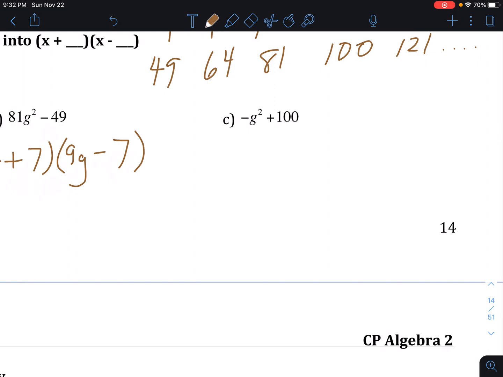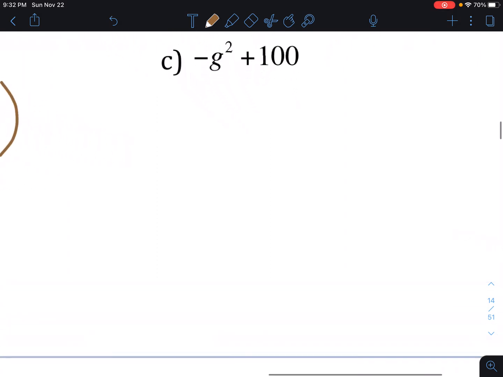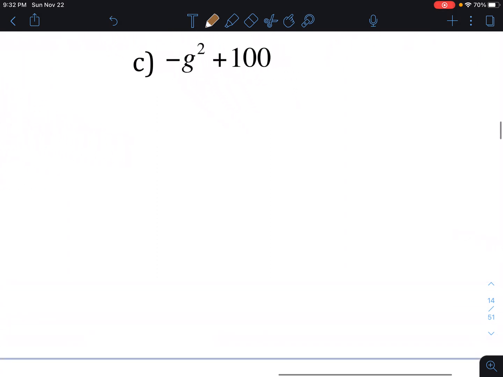Letter C is a trick problem. At first glance, it doesn't appear to be a difference of squares. However, it brings in the rule that we had 5 minutes ago, which says that when you have your first term being a negative, you have to pull out a negative as part of a GCF. So we would technically say we have a GCF of -1 here. So now we divide by -1 to have g squared minus 100.